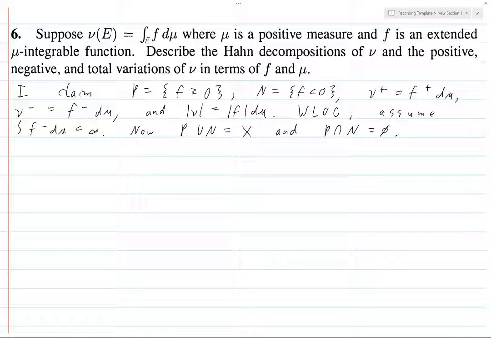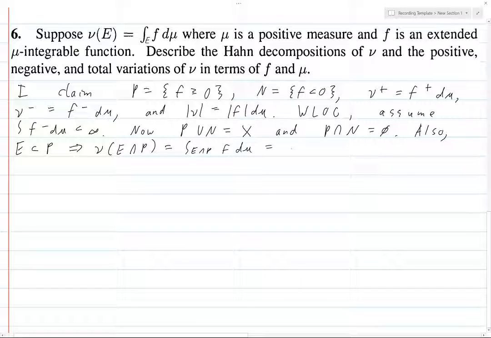Okay, so also we have, if E is a measurable subset of P, then what is nu of E intersect P? This is equal to the integral over E intersect P of f d mu by assumption, but since we're integrating over P, this is exactly where f is equal to f plus. So we have this, and this is greater than or equal to 0.